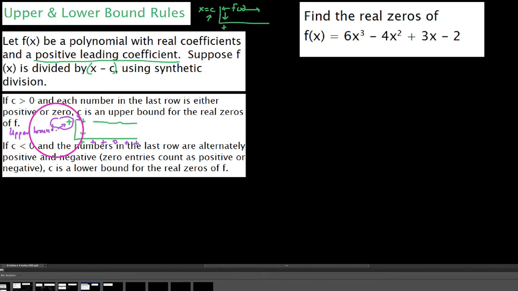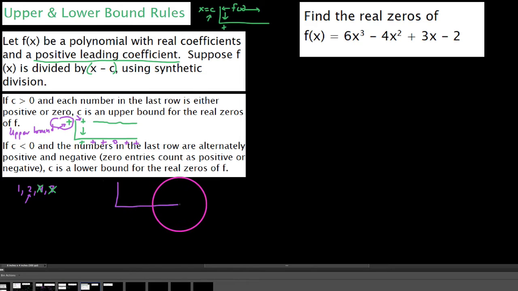And essentially an upper bound means that if this happens, then we would know that on our list of possible things to guess from, no numbers bigger than this c value right here could work. So let's say our list of numbers to guess from are plus or minus 1, 2, 4, and 8. And we ask, do any of these work? And we check 2. And 2 actually doesn't work, but it leaves all positives in this last row. Then I could say we can eliminate 4 and 8 from the possibilities because nothing bigger than 2 could work.